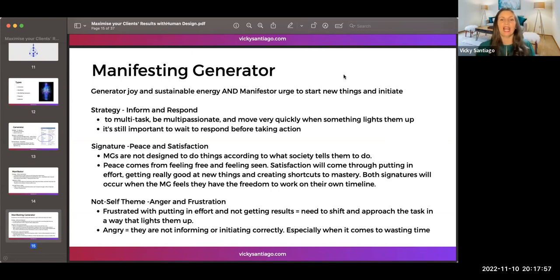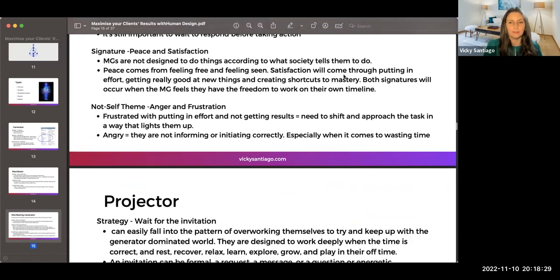The generator side loves mastery. And watch out for that not-self theme of anger and frustration. So frustration when you're putting in the effort and not getting results. Angry when you're not informing or initiating correctly. So again, when you're working with your clients, just be aware of when these particular feelings come up as a little flag to grab your attention that they've probably got some conditioning. They're working with shoulds there, or somebody else's ideas of how they should be.